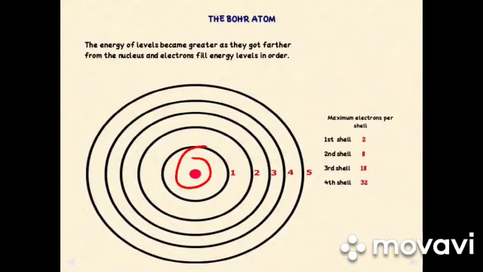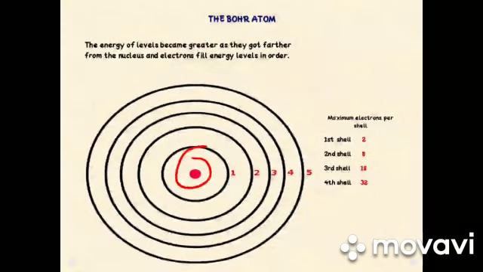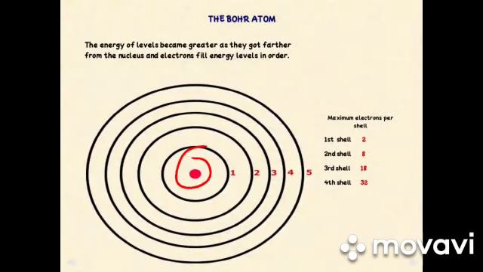Students, when atoms react, it is actually the electrons that interact. For this reason, the arrangement of electrons is responsible for the structure of the atom. The arrangement of electrons refers not only to the number of electrons that an atom possesses, but also their distribution around the nucleus. Students, the energy of the levels becomes greater as they go farther from the nucleus, and electrons fill energy levels in order.